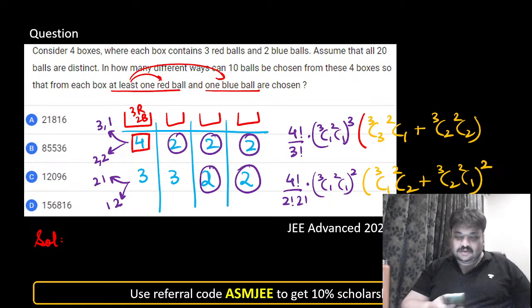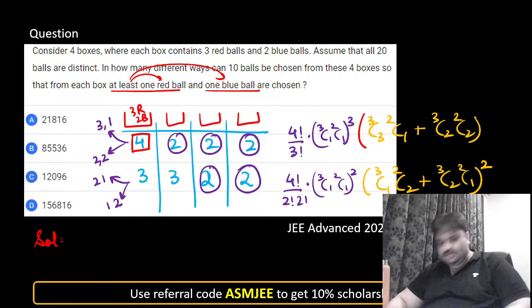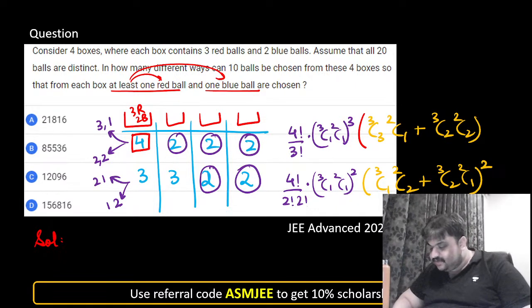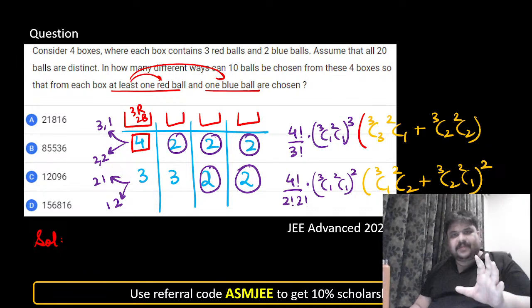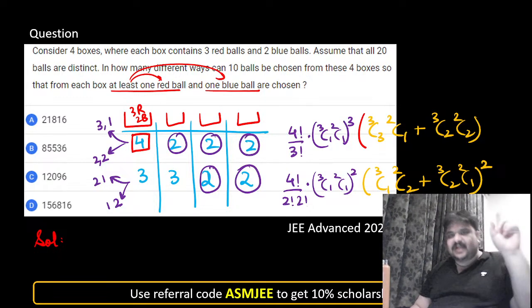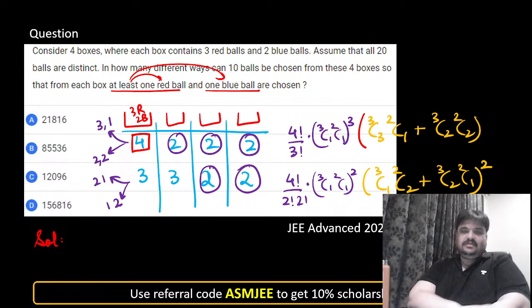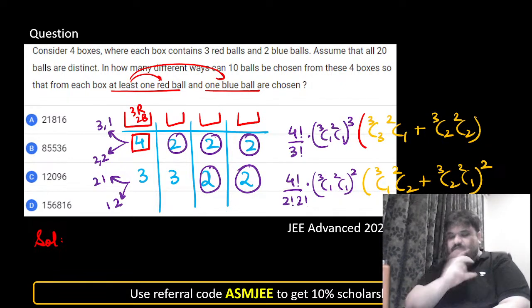Sameep, Y12C2. 3C1 into 2C1, 3C2, 2C1 4 times. Are you applying X1 plus X2 plus X3 wala funda here? That funda you cannot apply. It is applied only when chocolates, that means balls, are identical. Second, you can also not apply reservation. Reservation is applied only when the chocolates are identical.